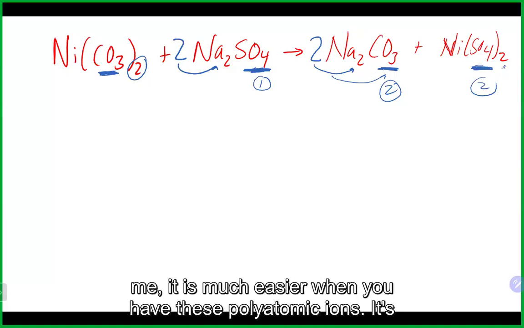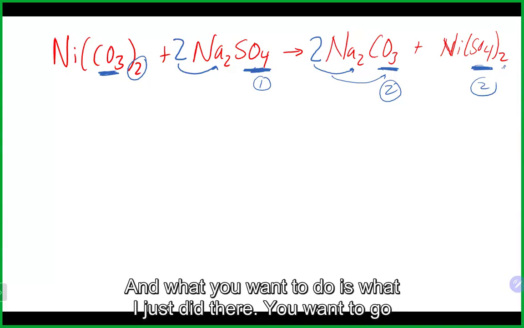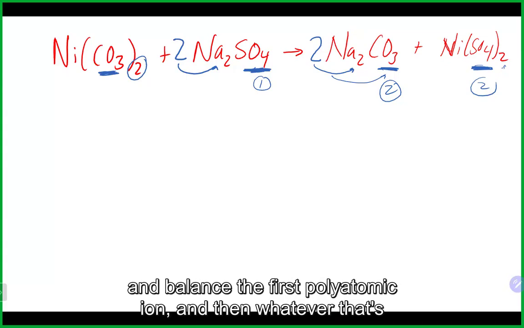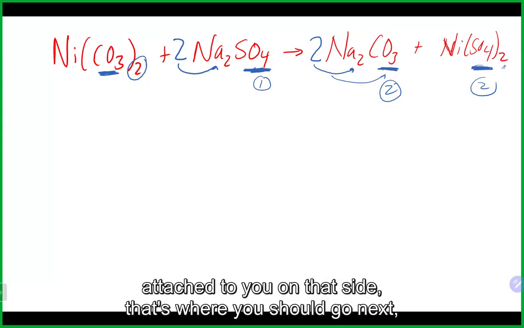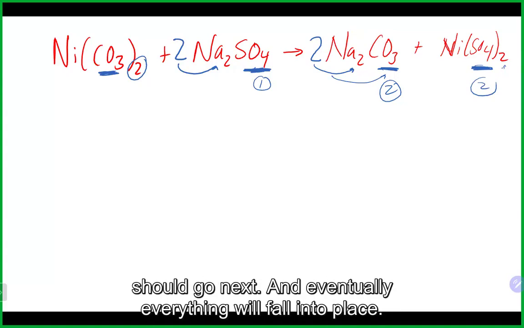It is much easier when you have these polyatomic ions to keep them as whole units and balance those units. What you want to do is what I just did there. Balance the first polyatomic ion, and then whatever that's attached to on that side, that's where you should go next. And then whatever that's attached to, that's where you should go next. Eventually everything will fall into place.